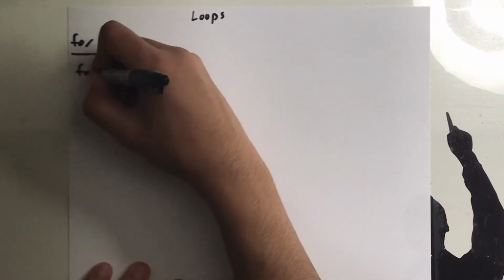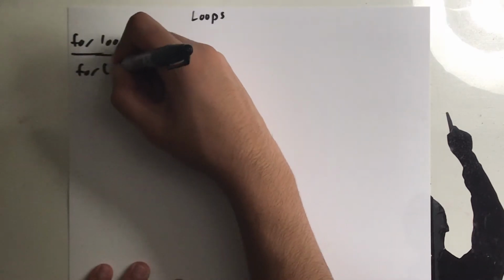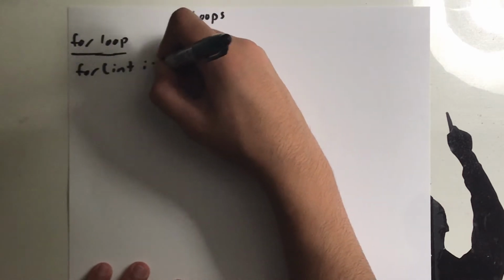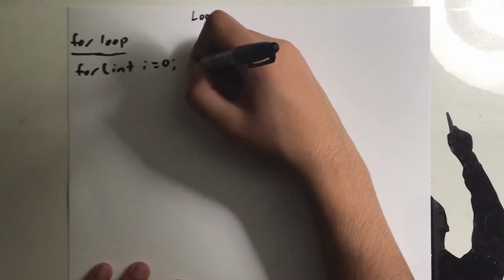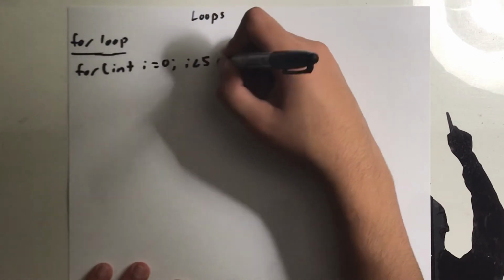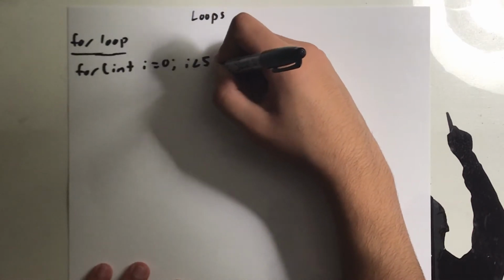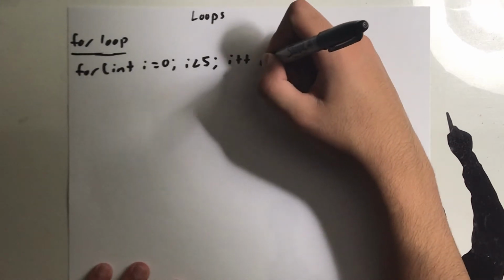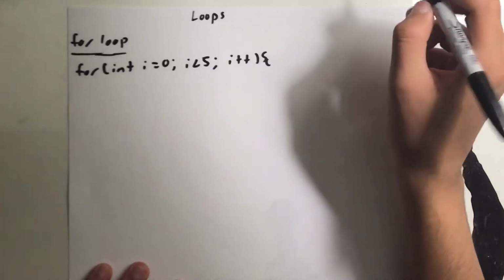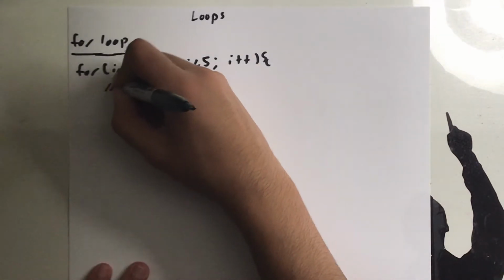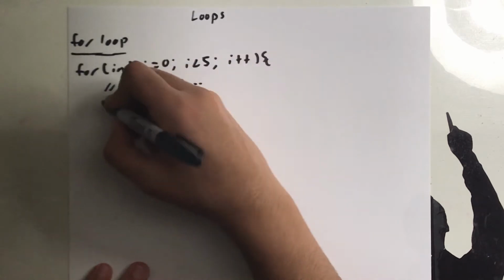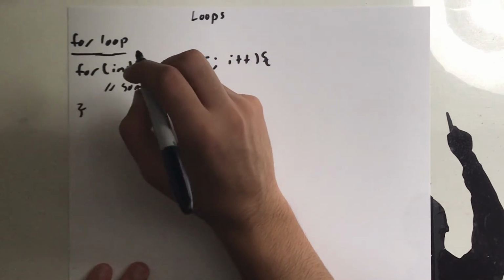You're gonna have for anything. It could be int, double, int i, in this case it's int i equals 0, i is less than 5. It could be anything again. i could be less than 2, 3, or another variable. i plus plus, curly braces, some code, and then end curly braces.